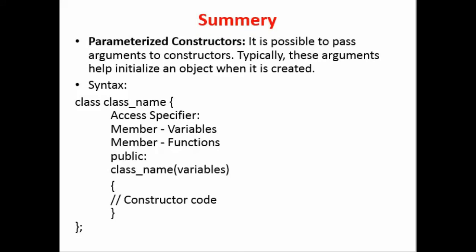Summary. Friends, in this video we discussed parameterized constructor. A parameterized constructor allows us to pass arguments to the constructor. Typically these arguments help to initialize an object when it is created. Next we discussed the syntax and examples of parameterized constructor. While writing the syntax of a parameterized constructor, the class name and constructor name must be the same. Under the definition of the constructor, we have to pass the variables.